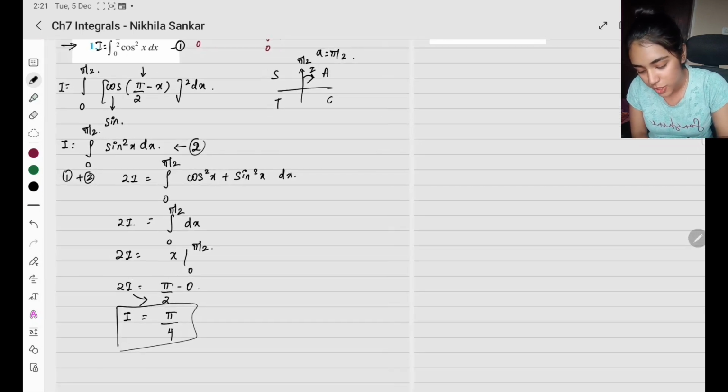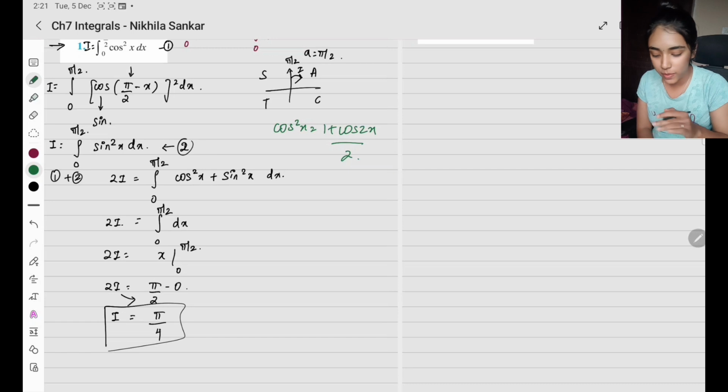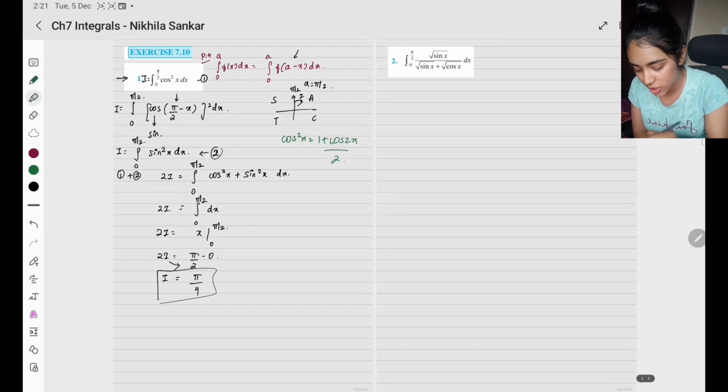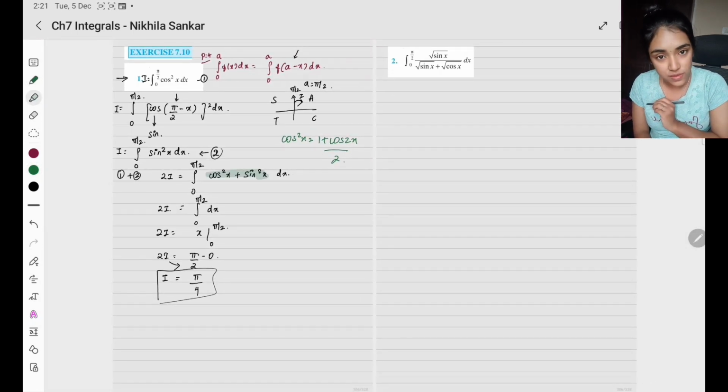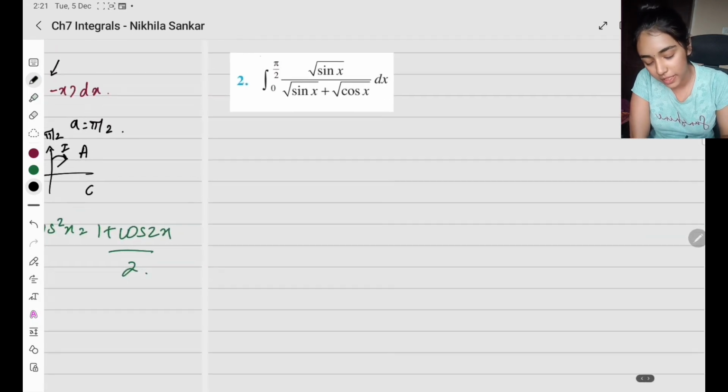Rather than substituting for cos square x, what do we usually do? You do cos square x equals 1 plus cos 2x divided by 2, and we do the same again for sin square x. So now, because we used this property, what happened? Our integral has become very small. So the cos square x plus sin square x has simply become dx. Okay, so this is the advantage of this particular process. Now you will see that in the second question also.